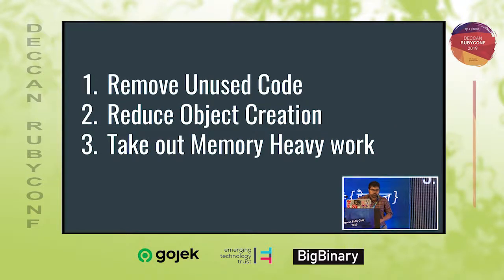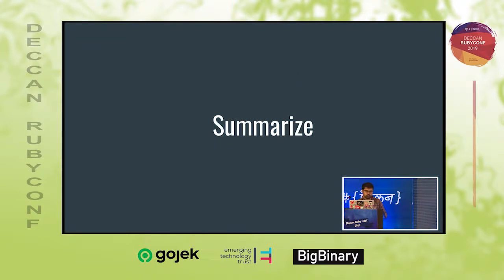So that's the idea. To summarize, we have to remove the unused code, second is to reduce the object creation, and third is to take the memory heavy work out. So these are the three things that you should do.